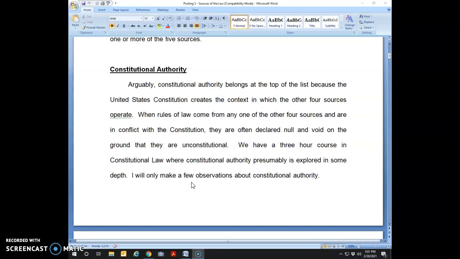When I say that rules of law that come from any one of the other 4 sources and are in conflict with the Constitution are often declared null and void on the ground they are unconstitutional, who does that? And, of course, what we're going to discover, if you haven't already discovered, is the United States Supreme Court. So perhaps the courts, or the United States Supreme Court, at least belongs at the top of the list, because over the years the Supreme Court, and it's been unchallenged, has made the determination that it has the last word on what the Constitution means.